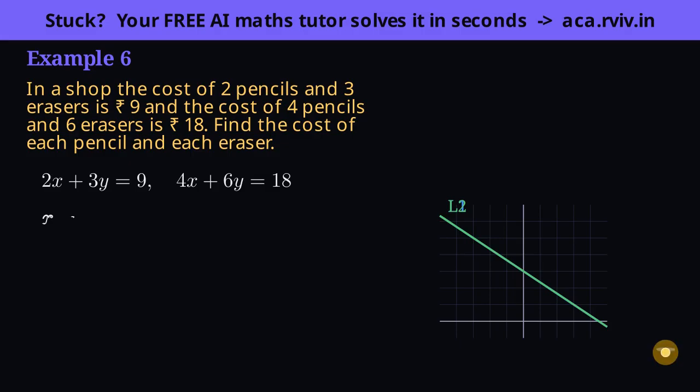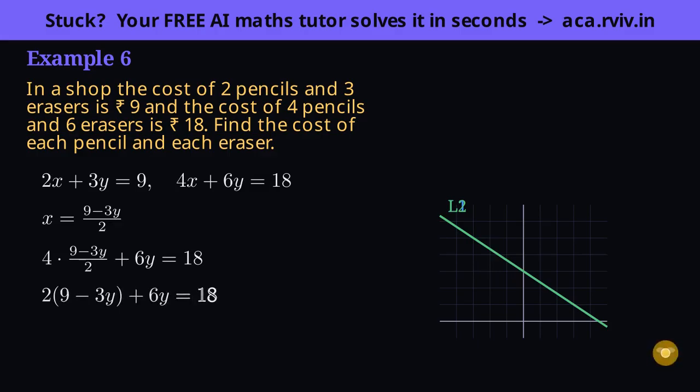Isolate X from the first equation. Subtract 3Y and divide by 2, giving X equals 9 minus 3Y, all over 2. Nothing unusual yet. Substitute that expression for X into the second equation, so it holds only Y. Watch carefully from here. Simplify the fraction. 4 divided by 2 is 2, so the 4 over 2 becomes a clean factor of 2 multiplying the bracket.